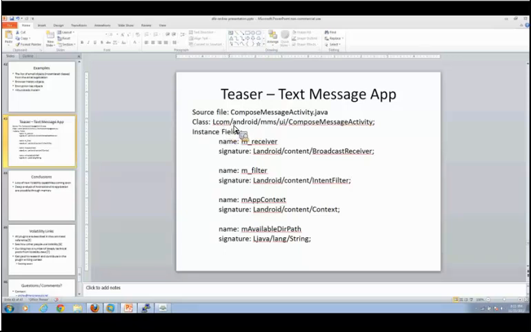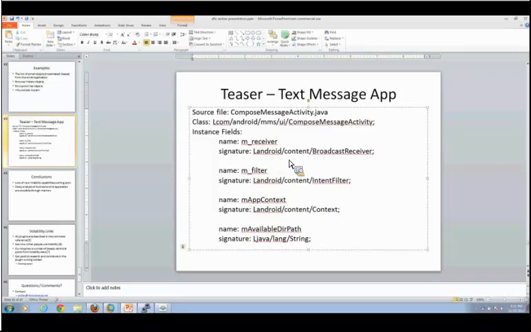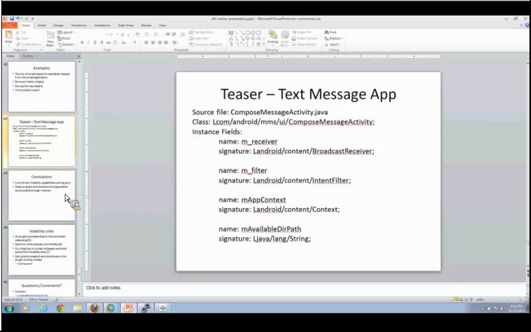If you're used to Java programming, if you make these slashes into periods, then this is your hierarchy. So you have the ComposeMessageActivity class, and then you have its instance fields. So you have the receiver, the filter, the context, which is an Android specific thing, and then your signature tells you the type of that variable. So your code can then parse those types and pull the value out, and you can completely recover that information from memory, which is going to be very powerful when dealing with Android applications.